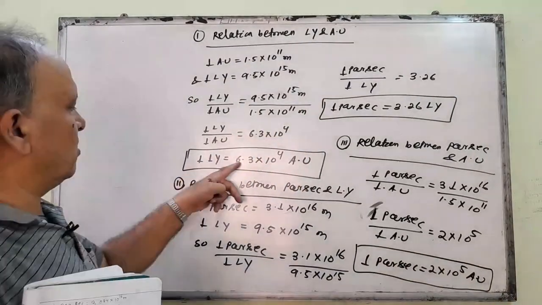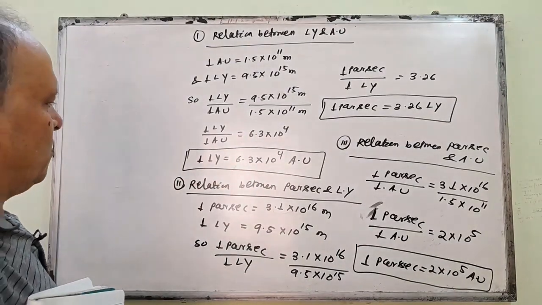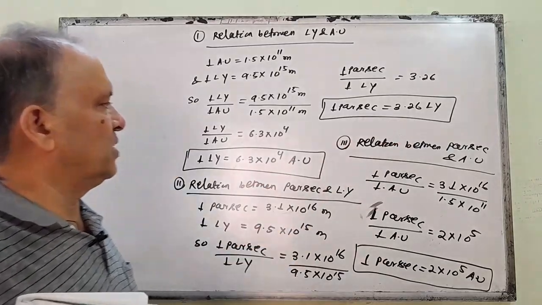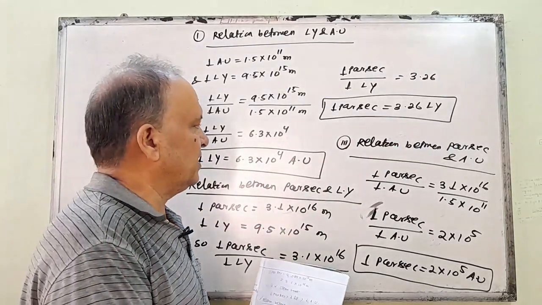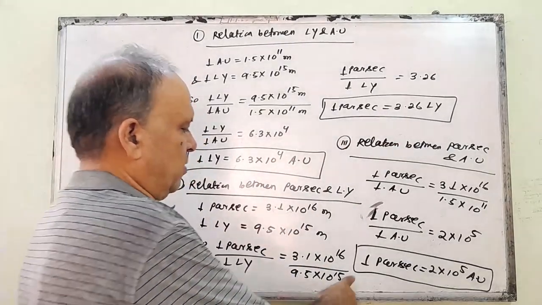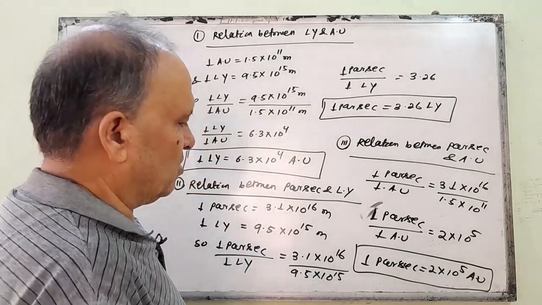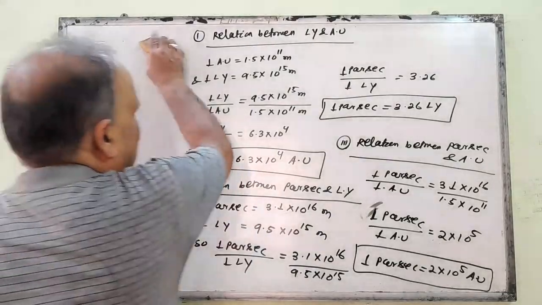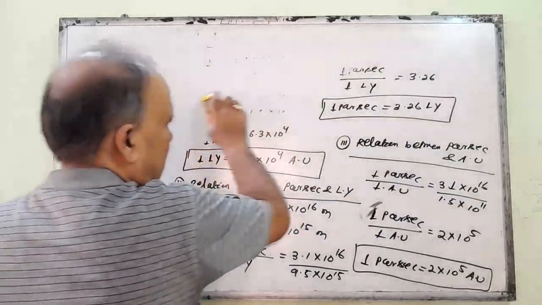1 light year is equal to 6.3 into 10 to the power 4 astronomical unit. Again, 1 parsec is equal to 3.26 light year, and 1 parsec is equal to 2 into 10 to the power 5 astronomical unit. These are the relations between the three macroscopic measurements.